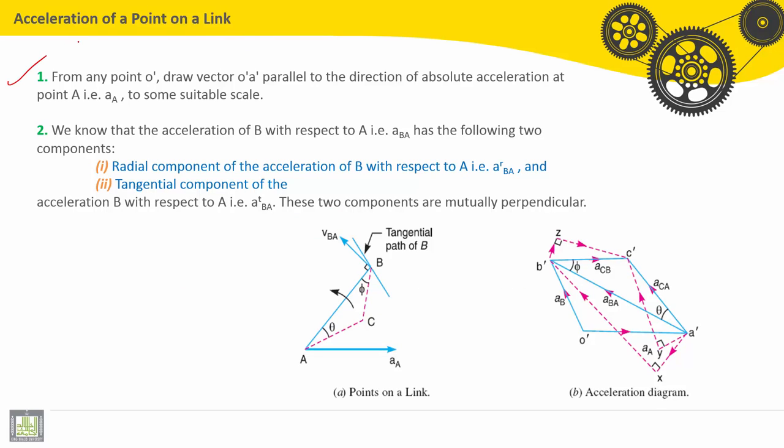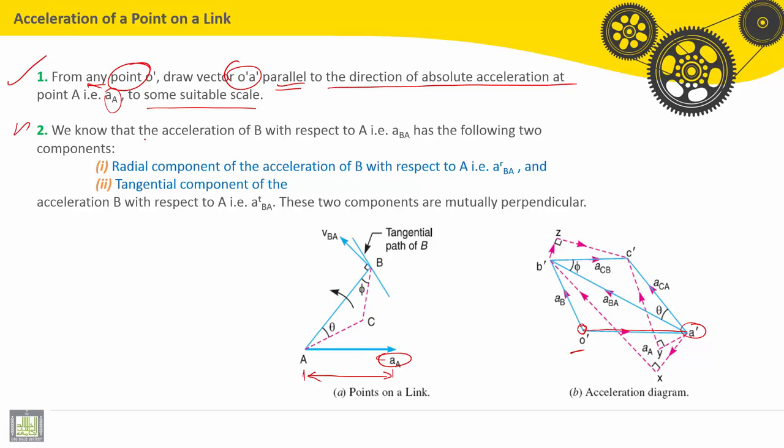First step. From any point O dash, draw vector O dash A dash parallel to the direction of absolute acceleration at point A to some suitable scale. Here we have point O dash. We need to draw here O dash A dash, okay? Parallel to AA, the absolute acceleration of point A, and equal in magnitude in a suitable scale. This is the first step, okay?